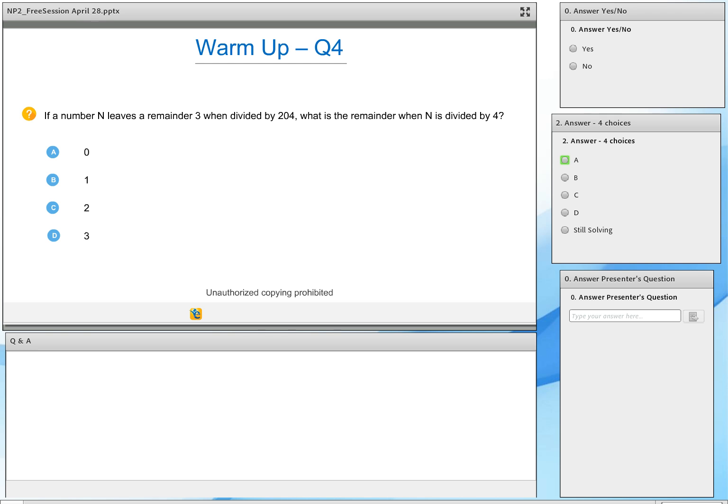All right, I'm going to end the poll now. So majority of the class got this question correct. The correct answer is choice D. I'm going to ask you a question. How many of you solved for n before getting to the remainder when n is divided by 4? So how many of you figured out what the value of n is before getting to the final answer? So majority of the class. What was the value of n that you got here?